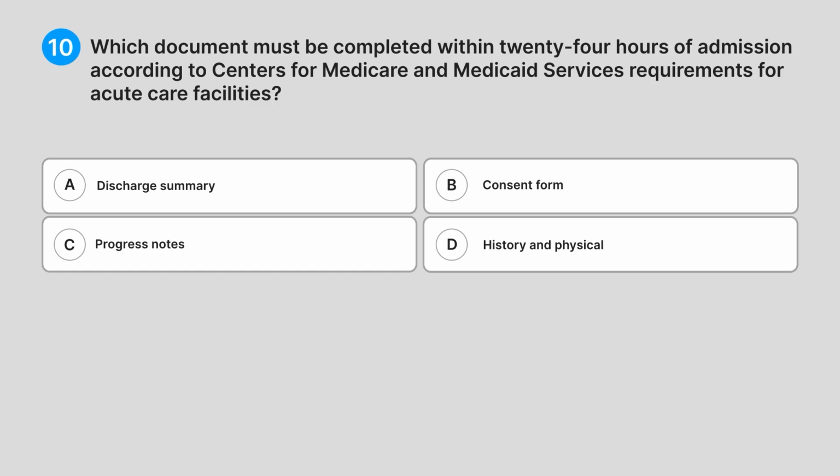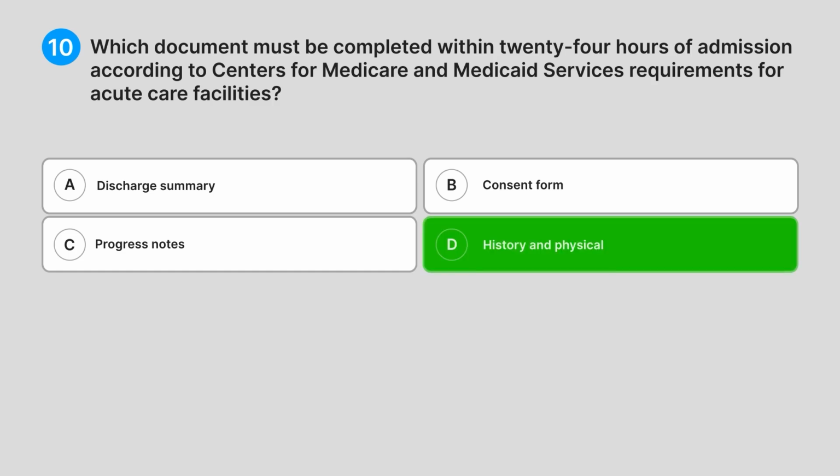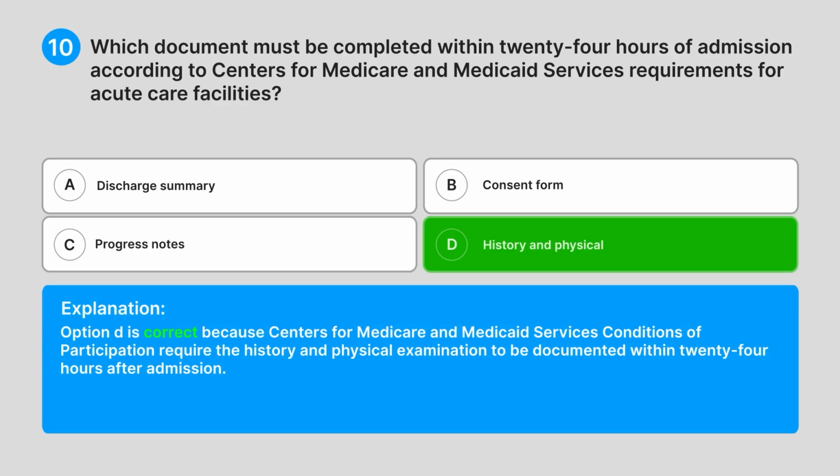Correct answer, D. History and physical. Explanation: option D is correct because CMS conditions of participation require the history and physical examination to be documented within 24 hours after admission.